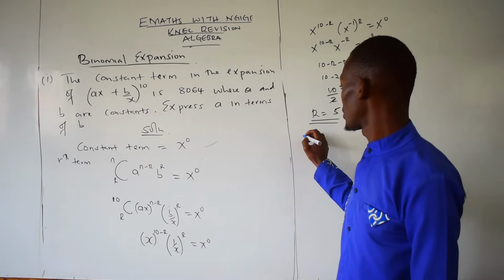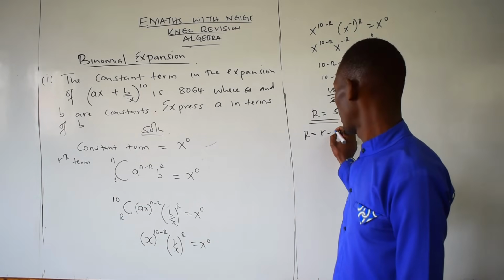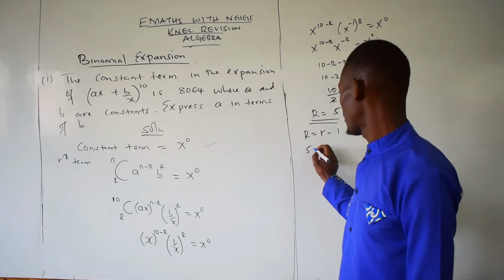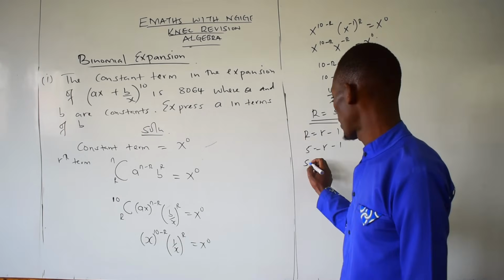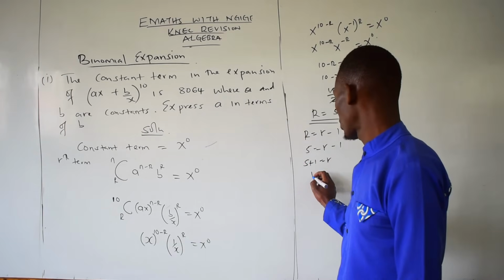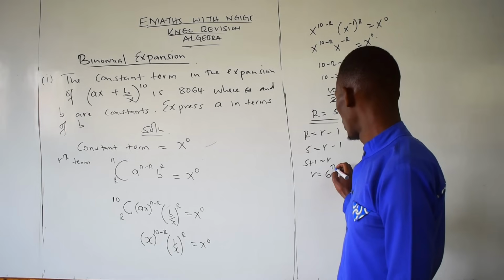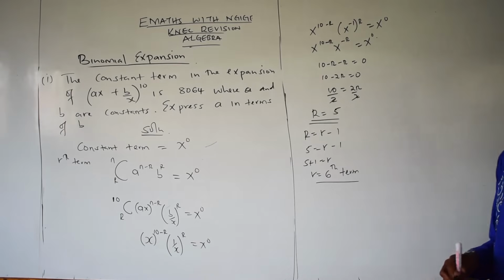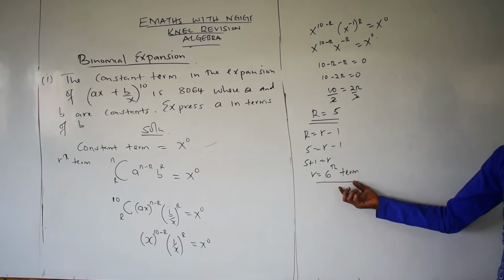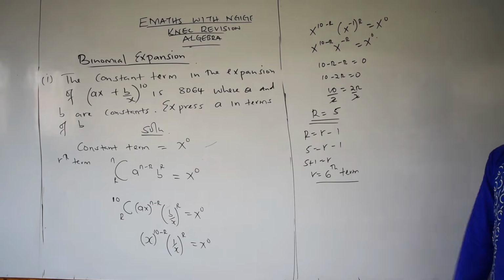Alright? So because our r is given by r minus 1, we have r minus 1 equals 5. You bring 1 to the other side, so 5 plus 1 equals r, so our r is 6. So in short, the constant will only appear at the 6th term. So the constant will occur at the 6th term.